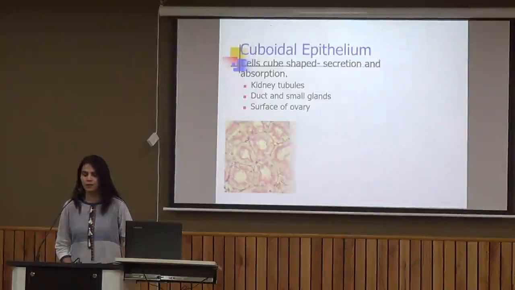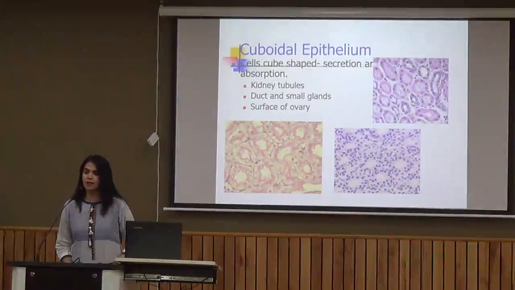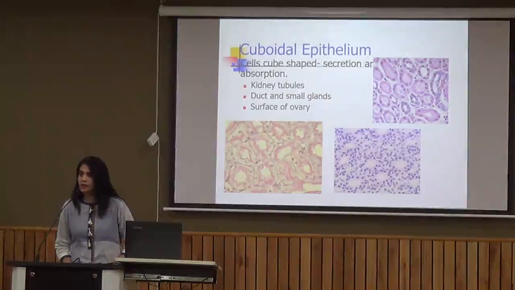Now the second kind of epithelium is cuboidal epithelium. The cells are cube type of cells, and the basic function of cuboidal epithelium is secretion, absorption and mechanical support as well. That is the basic function. Secretion, absorption, yes, it does that also, but the basic function is mechanical support.